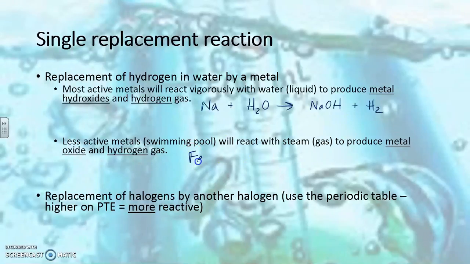So an example of that would be iron plus water is going to give us Fe3O4. There's that compound I was talking to you about, and hydrogen gas. So here it's got a mixture of iron 2 and iron 3 in it. Weird, right? Okay, a replacement of halogens by another halogen, you use the periodic table.